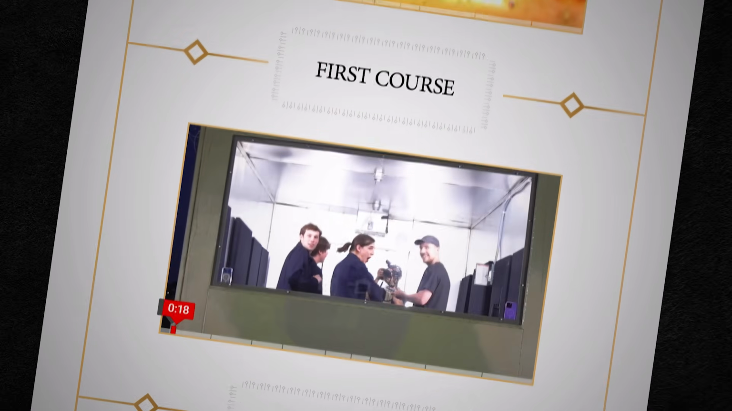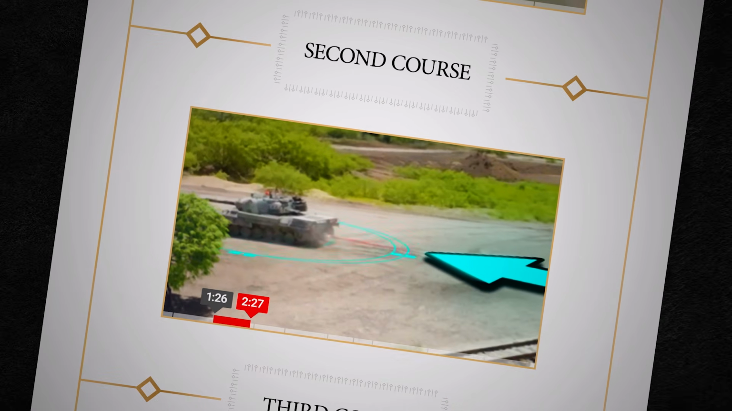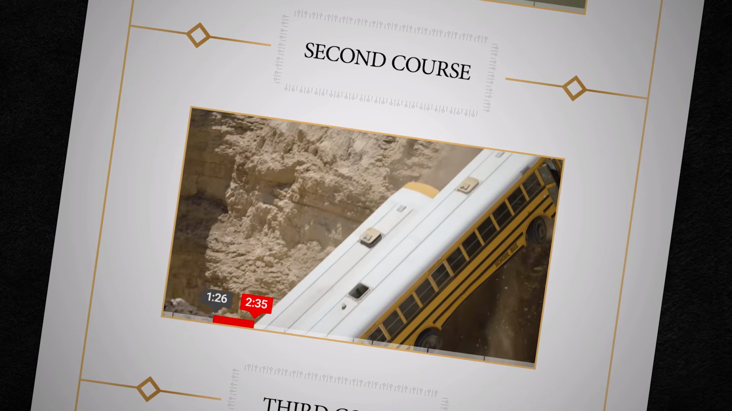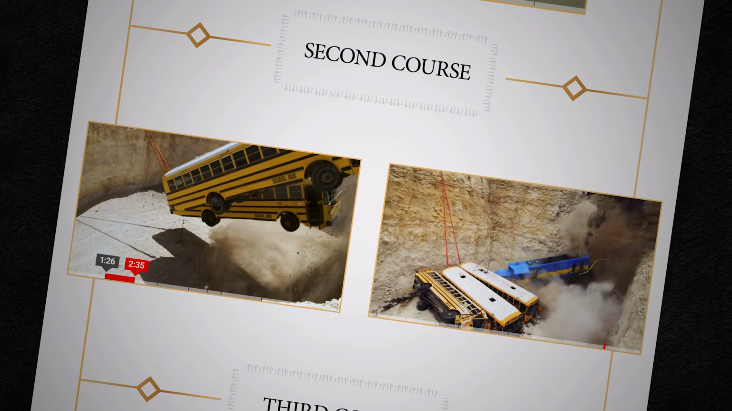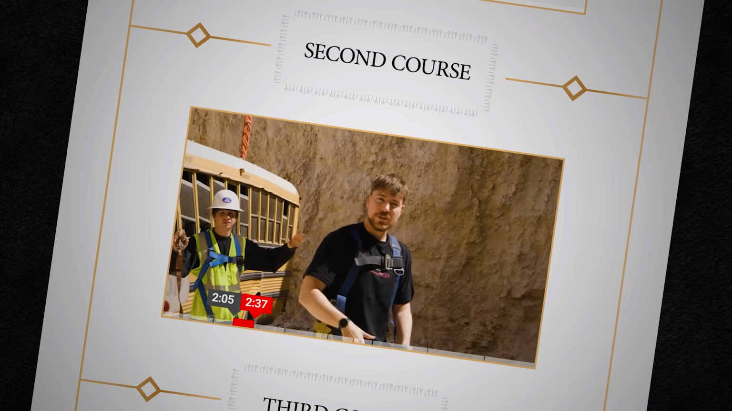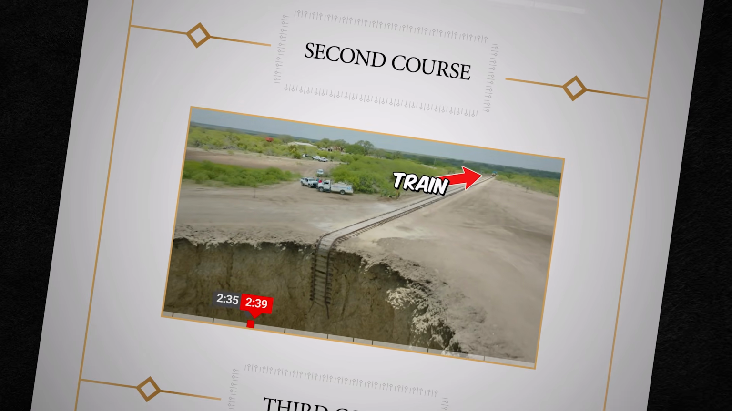And then we make it to our first course, which is fireworks versus a house. Then we jump over to the second course. This is a tank versus 2 school buses. This goes from 1:26 to 2:35. This course kind of teases the main course because it's in the same location. Then from 2:35 to 2:39, we have another quick tease for the train, which is the thumbnail and title, or that big entree that you're waiting for.